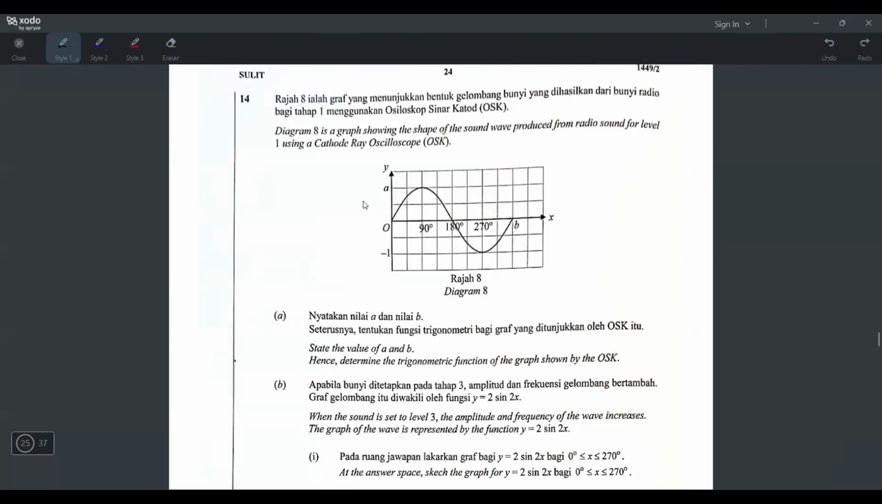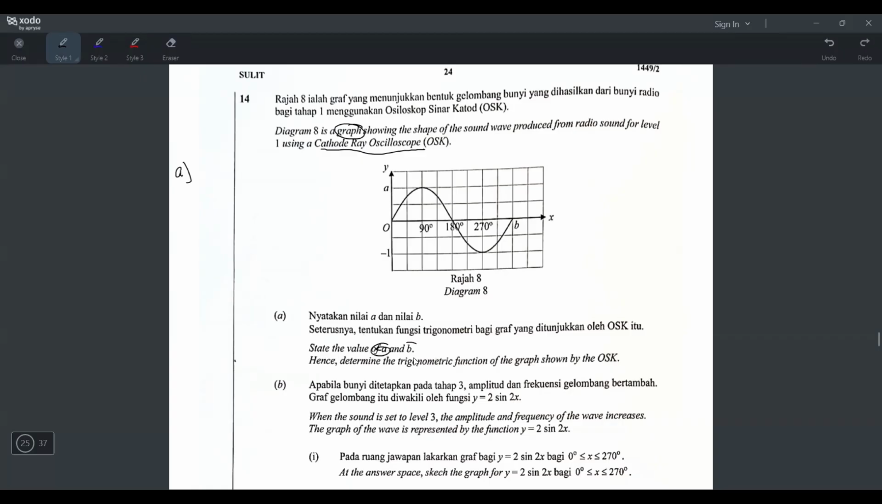Okay, let's continue with question number 14. I think this is a trigonometry question. Just by looking at the sine graph, I can already tell it's trigonometry. So let's read. Diagram 8 is a graph showing the shape of the sound wave produced from radio sound for level 1 using a cathode ray oscilloscope. The cathode ray oscilloscope is the machine that can display the wave. But it's not important actually. The important one is this one, A.